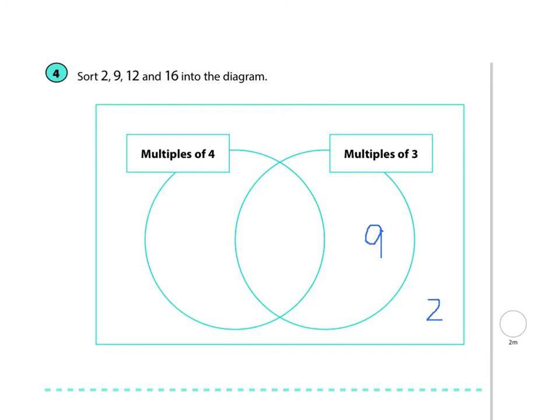Now, the number 12 is an interesting one. The number 12 is a multiple of 3 and a multiple of 4, because it's in both times tables. Therefore, that goes in the overlap part in the middle of the diagram. The final number 16 is only in the 4 times table, so it goes in the multiple of 4 part of the diagram.